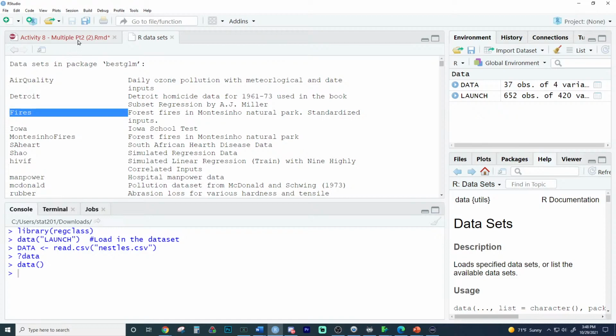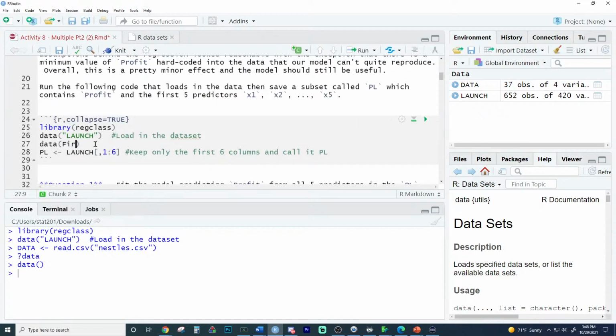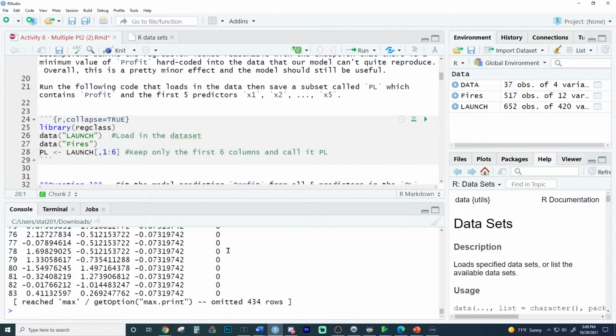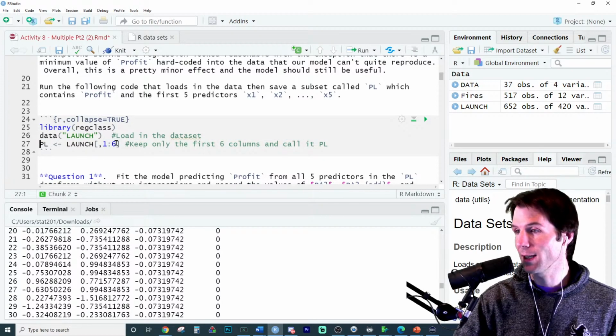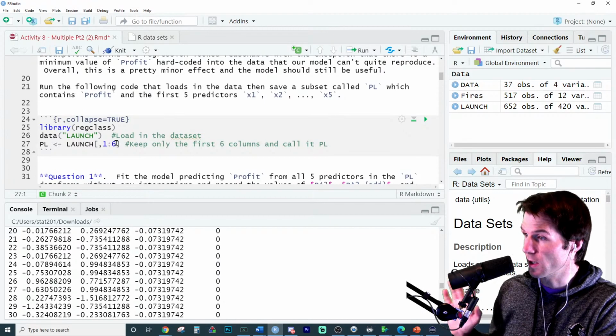So fires, there we go. We could go back to here and load fires like this, which is in the package. You might not have that, but now fires is loading in. There's the fires data set. So this loads data you have access to. I just want to make sure you know what the function you're using is doing.